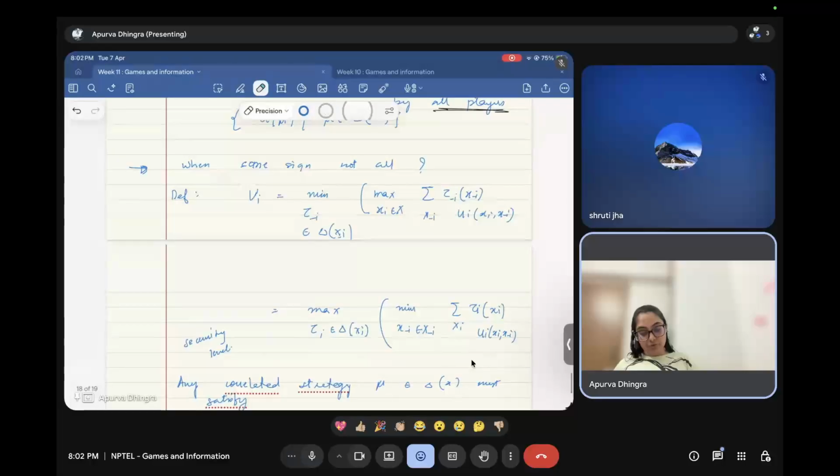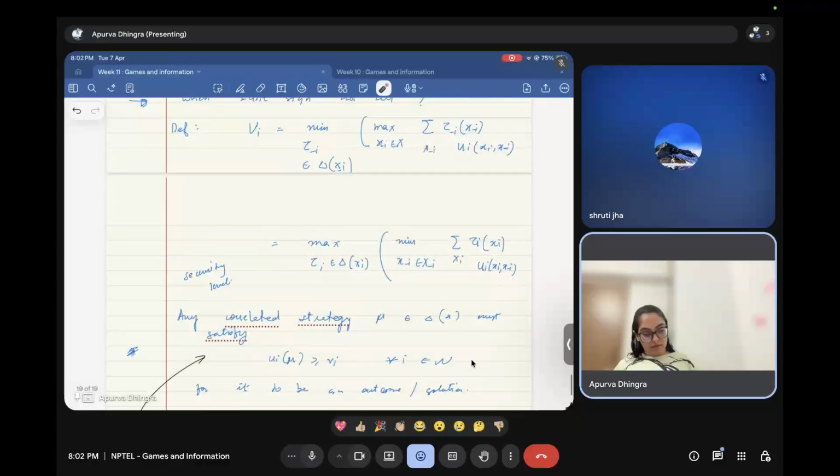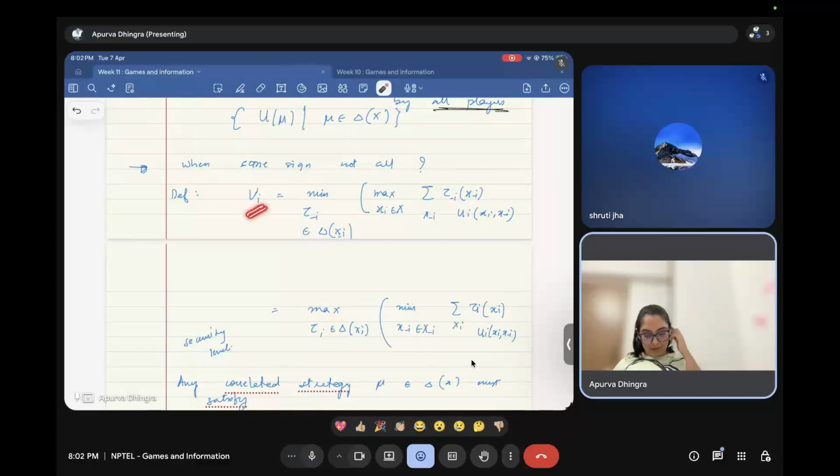On the other hand, if not all players are signing the contract, then what happens? Then you can think about these security levels, these v_i for each player. Let's say the player in question is a maximizing player. So what he'll do is he'll maximize this expected utility. Here the expectation is over all the other players who are a part of a contract, and i is not a part of the contract.